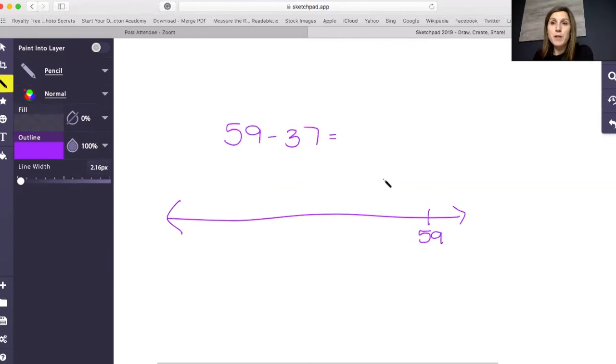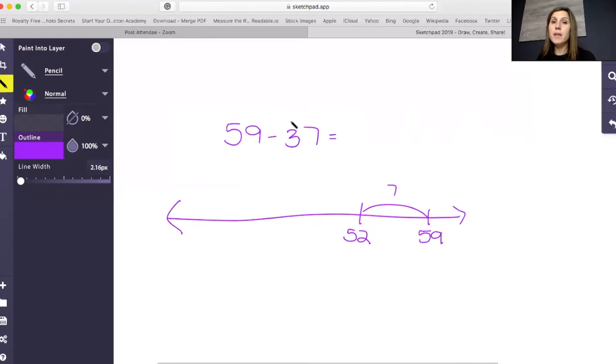I'm going to start with the ones because we always start with the ones when we subtract. I have my ones in this case is 7. So I can either count back jumps of 1 to show taking away 7. I can jump back by 5 and then 2 to show 7. But in this case, I'm just going to jump back by 7 because 59 minus 7 is easy to figure out because it's just 9 minus 7. So that equals 52.